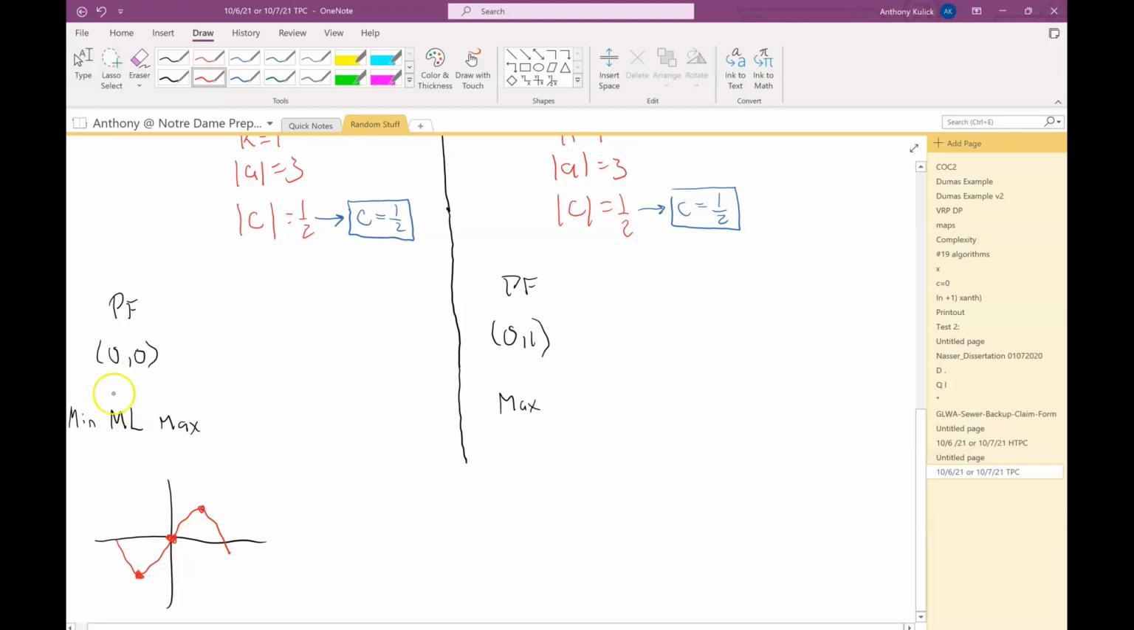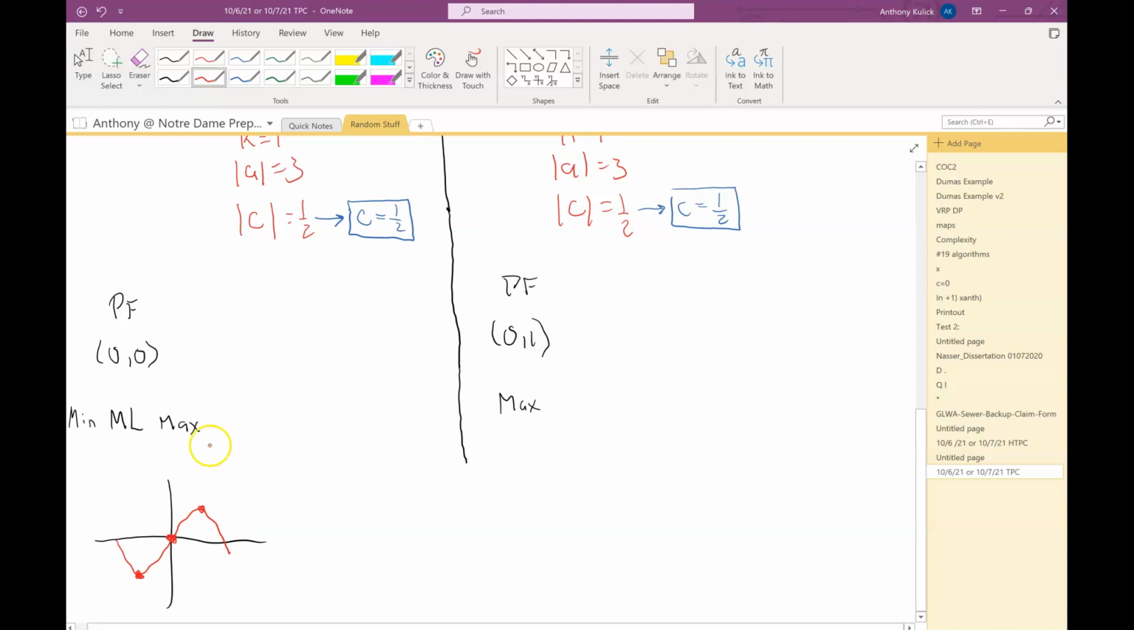So that's what the min, ML, and max are just representing, the order in which those are happening. And this is always going to be the same every time we use this point for a sine function. And this would always be the same every time we use that point for a cosine function.